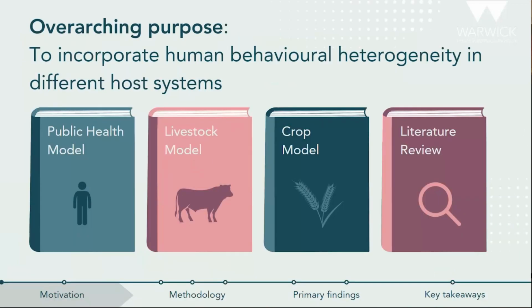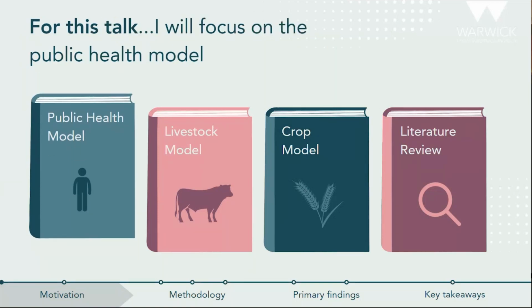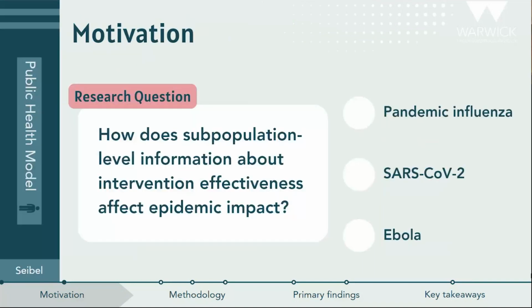The overall purpose of what I'm doing for my thesis is incorporating human behavior into different models of infectious disease, specifically regarding intervention strategies and how people feel about them. I'll be talking about the public health model specifically, but I'm currently working on a livestock model with some lovely farmer survey data, which is quite fun. I'll also be working on a crop model and a review of what's being done so far in this field. So for today, I'll focus on the public health model.